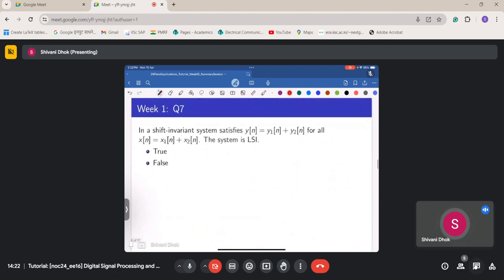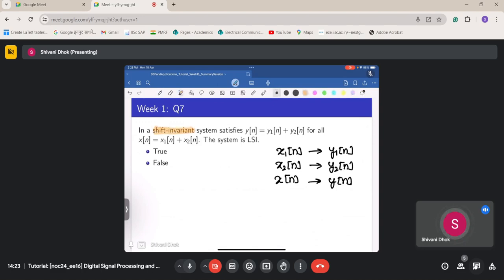This is also from the week 1's assignment. This is question number 7. So it says that I have shortened the question. So it says that the system for which input output relation is given. So what is given is this x1 of n has an output y1 of n, x2 of n has an output y2 of n, and x of n will have an output y of n, and it is given that the system is shift invariant.